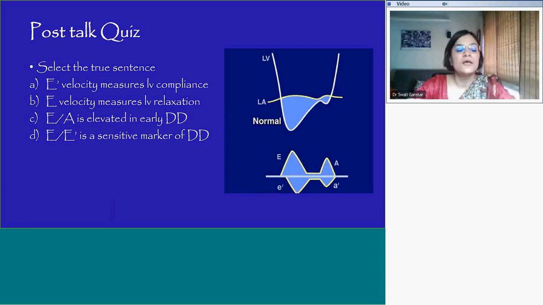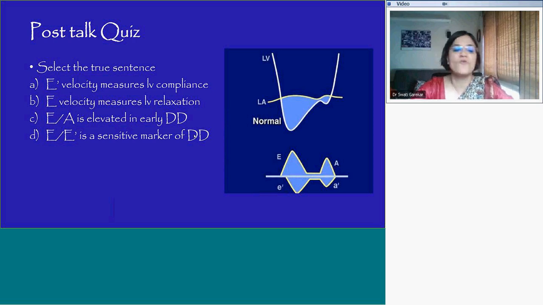The first is: E velocity measures LV compliance. This is E prime. Is that false? E velocity, that is blood velocity, measures LV relaxation. A is elevated in early diastolic dysfunction. Is this true? And E prime is a sensitive marker of diastolic dysfunction. True. All the others are false.